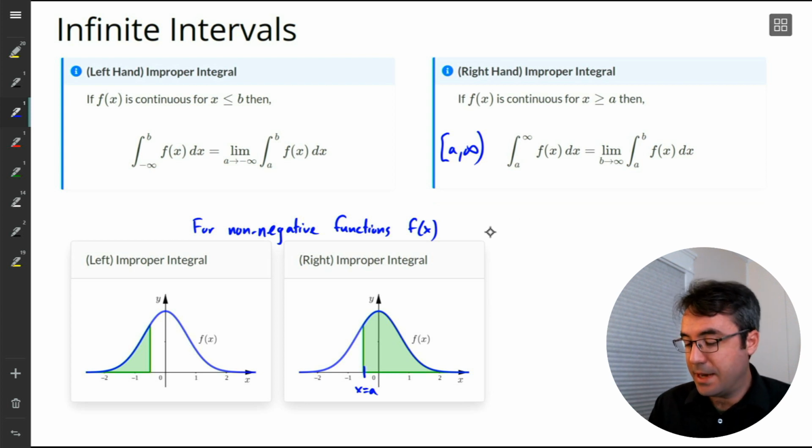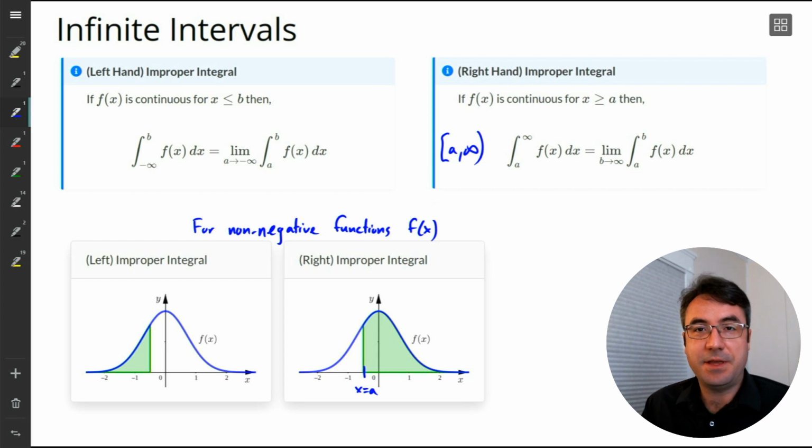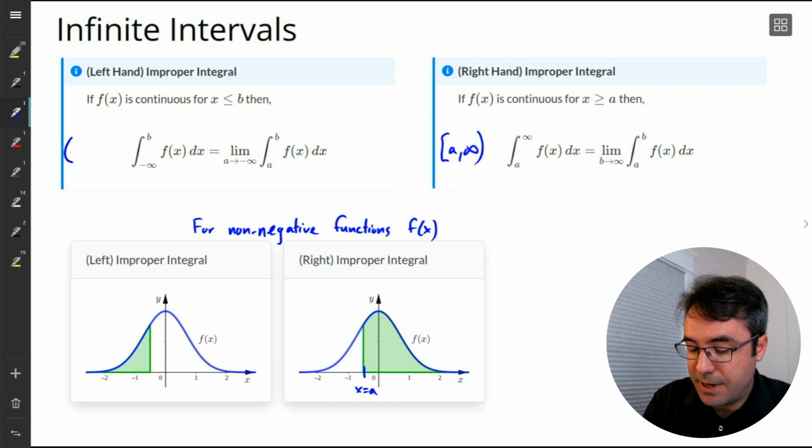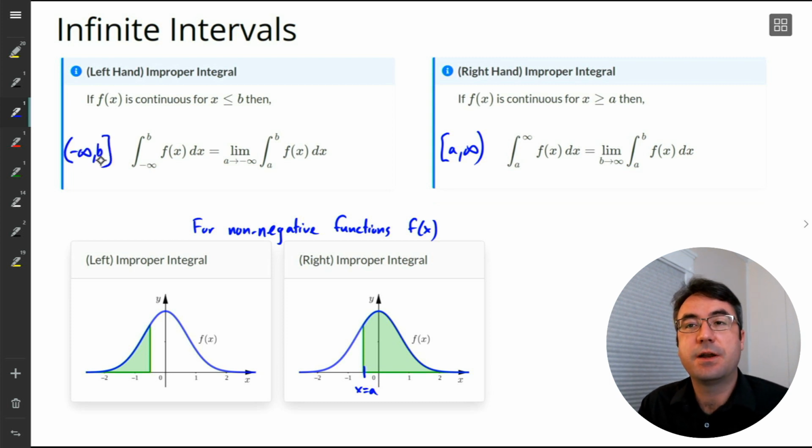Now, we can produce the analog of this where we move to the left. And that's what we're going to look at. We're going to look at these left-hand improper integrals. Again, it's the same setup. We're going to be talking about continuous functions, but we're going to be looking at intervals now of this form. So starting at x equals b and extending infinitely far to the left. So the interval from minus infinity to b.